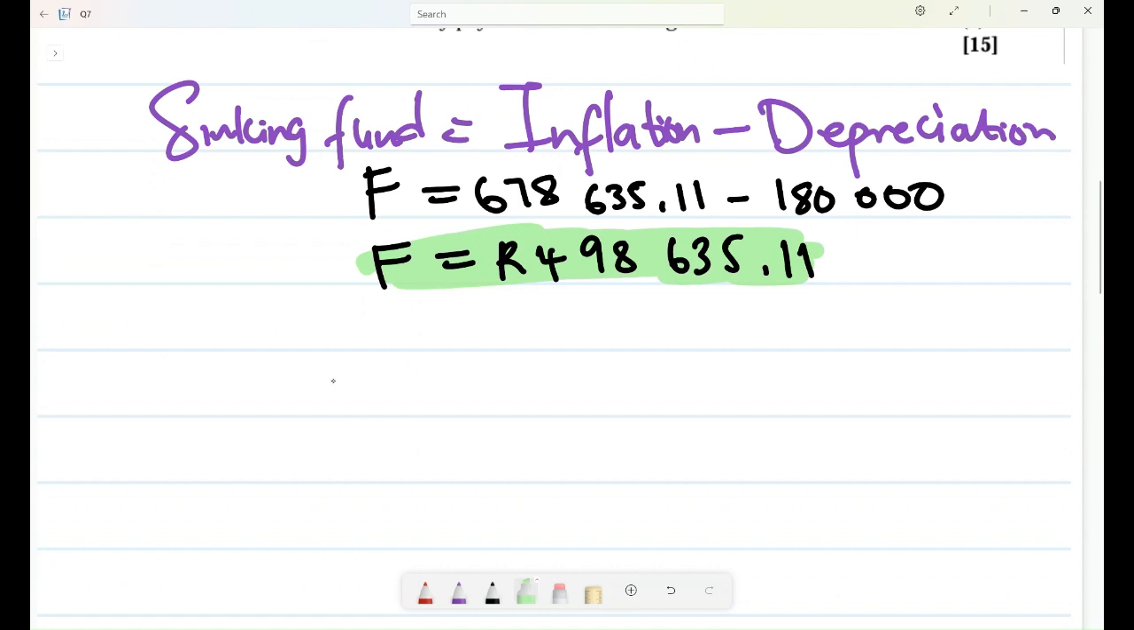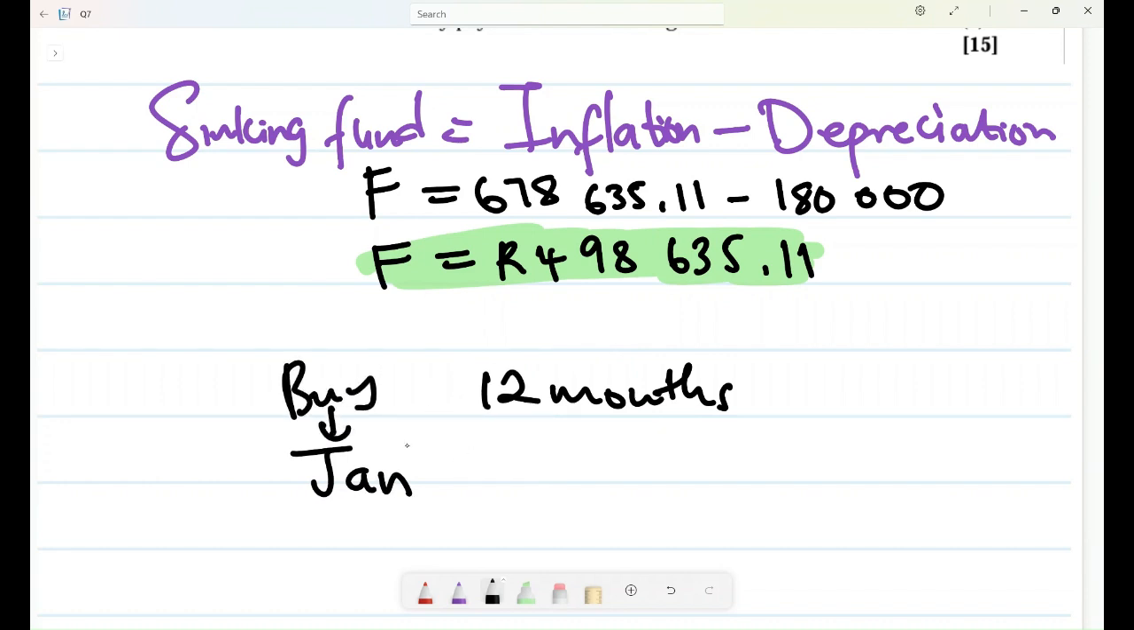When I remember, you are going to Pep now. You are going to buy your iPhone at Pep. Now, when you buy that iPhone, remember they tell you that you're going to pay for 6 months, or let's say for 12 months, right? You buy your cell phone in January.